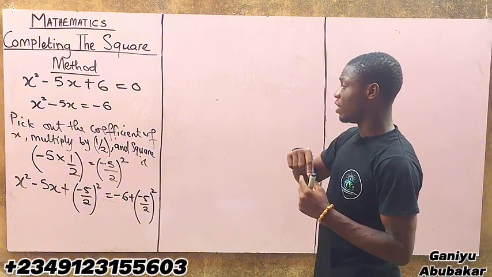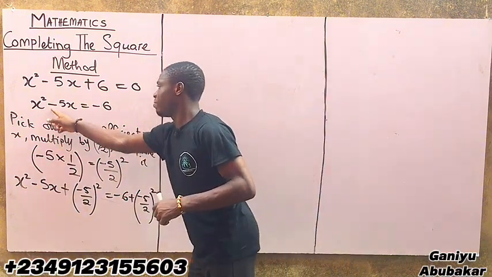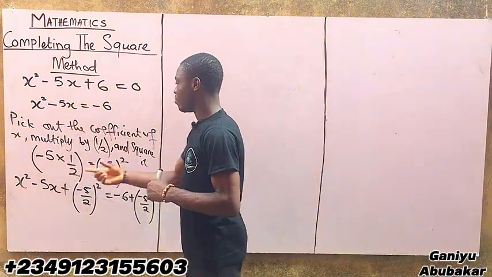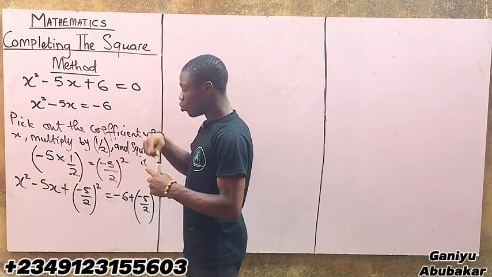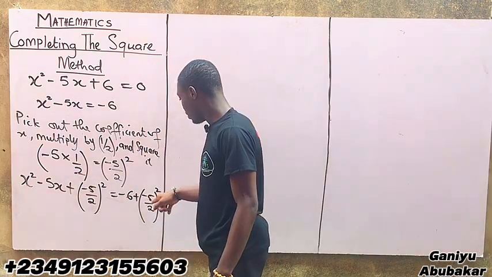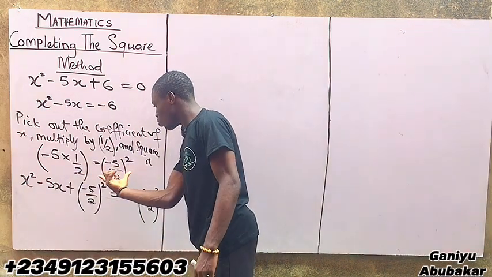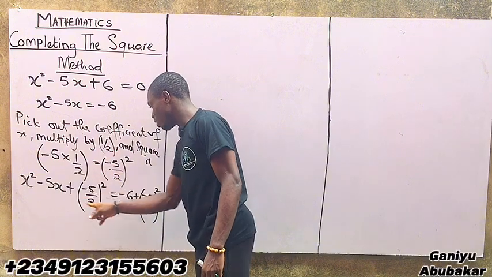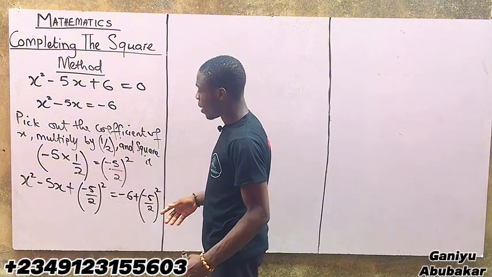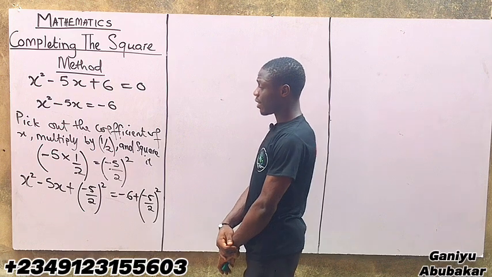Pick out the coefficient of x, which is minus 5 here, and multiply it by half. I'll have this one here. Then you square it, as in this case here. Now you pick out what you are having here and add it to both sides of the equation. So I'm here. Right?